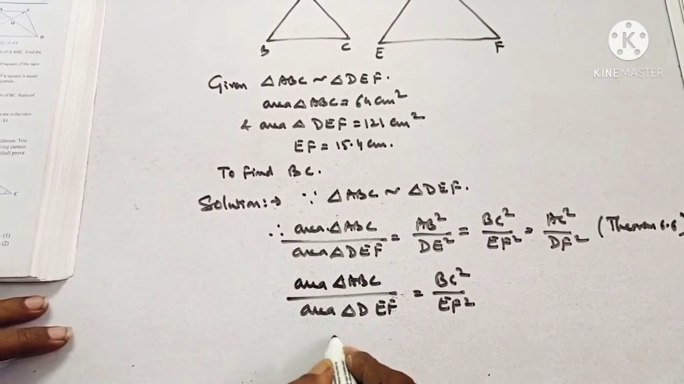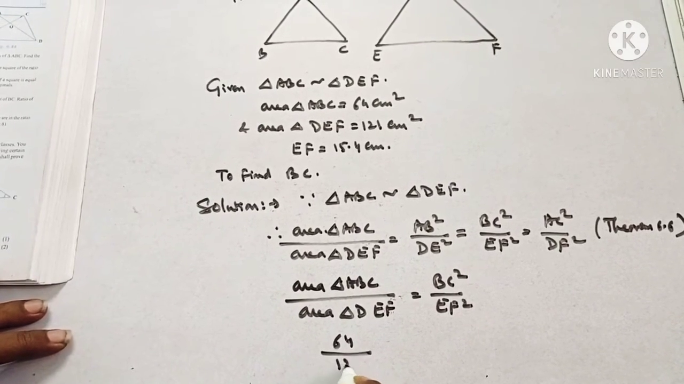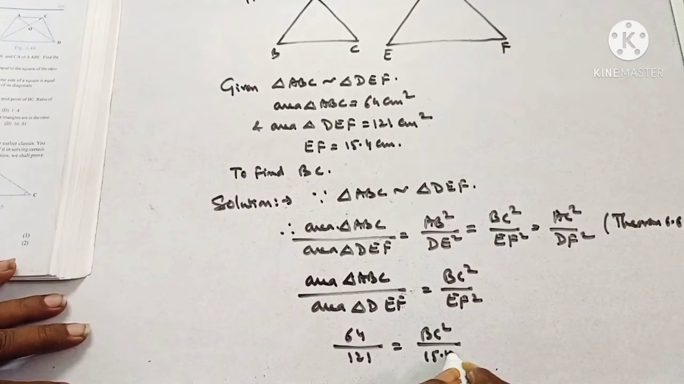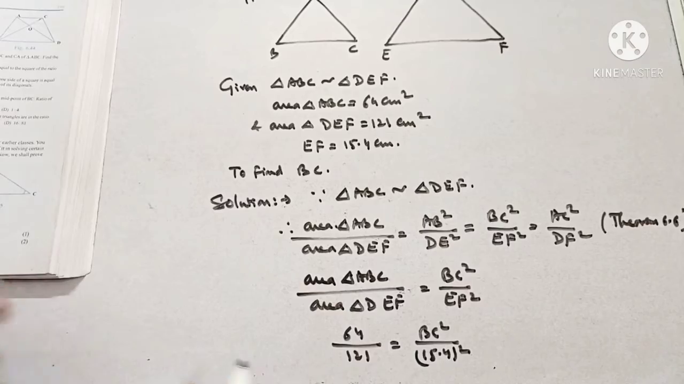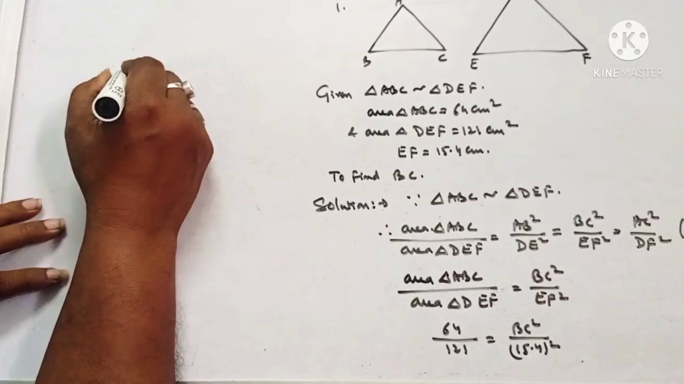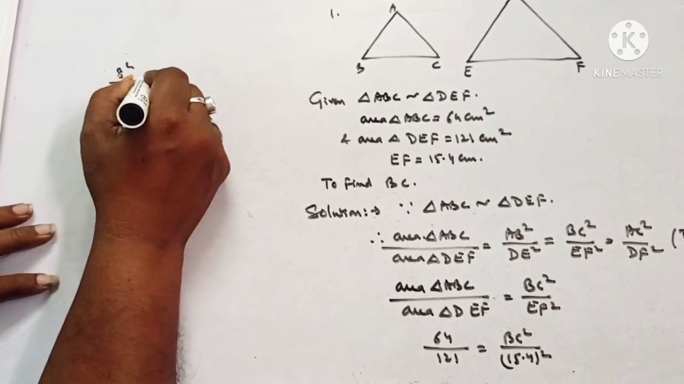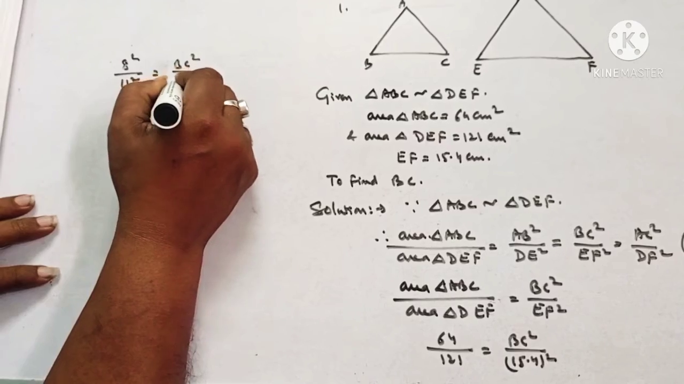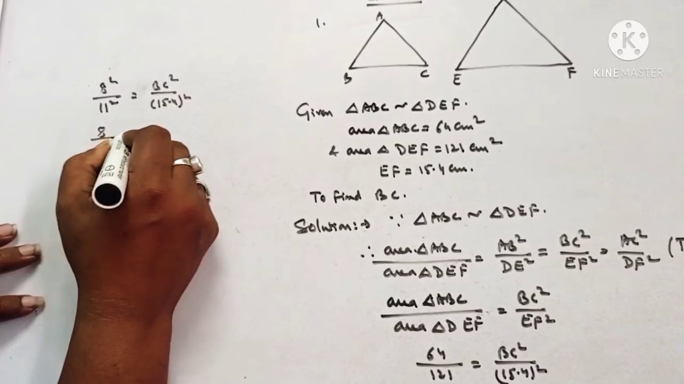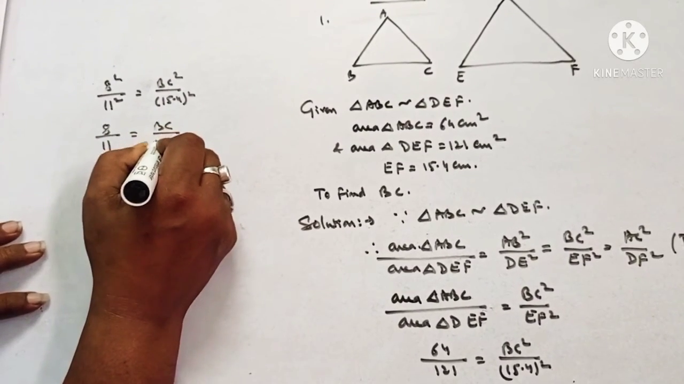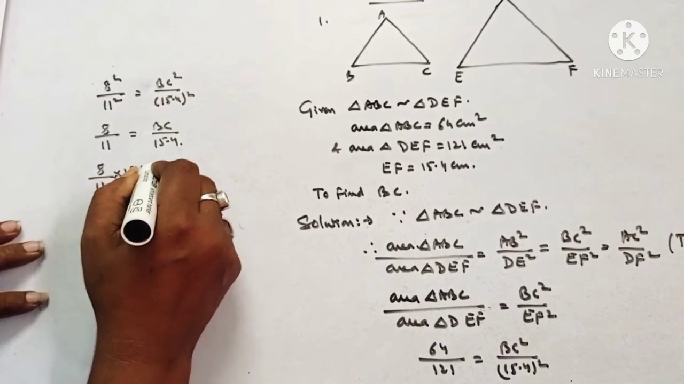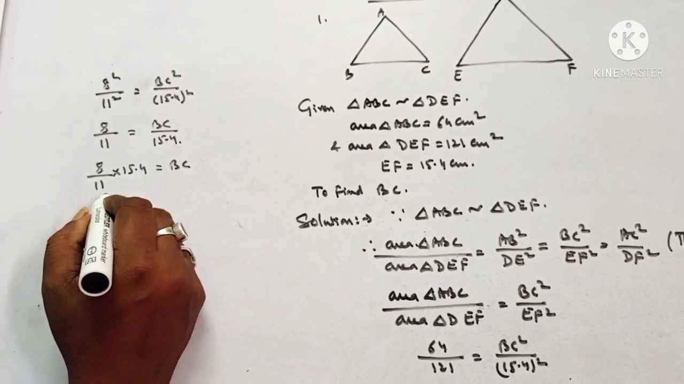Now area triangle, this is 64 by 121 equal to BC square by 15.4 the whole square. So this comes out to be 64 means 8 square by 11 square is equal to BC square by 15.4 the whole square. So 8 by 11 is equal to BC by 15.4. So 8 by 11 into 15.4 is equal to BC.